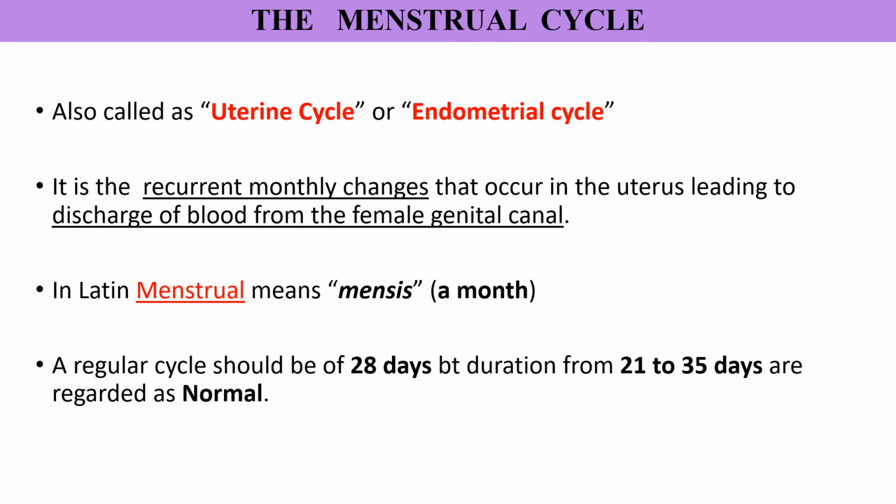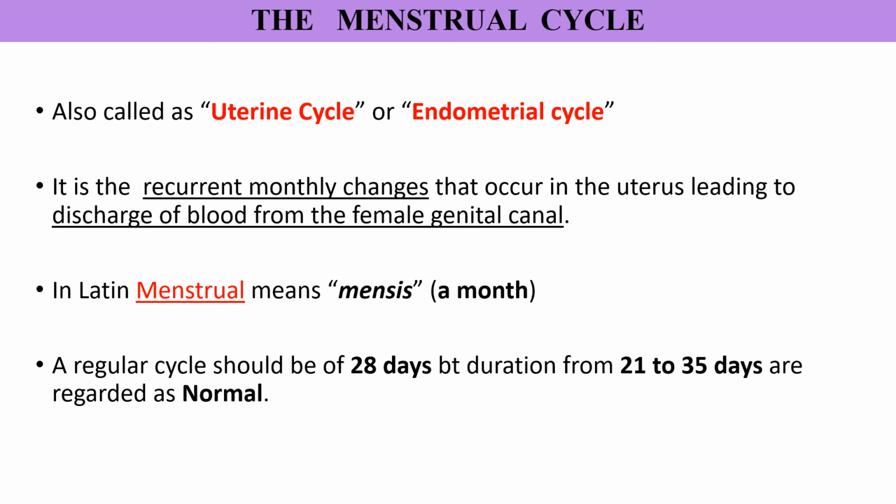Next topic is the menstrual cycle. The menstrual cycle is also called the uterine or endometrial cycle. It is defined as the recurrent monthly changes that occur in the uterus leading to discharge of blood from the female genital canal. The Latin meaning of menses is a month.